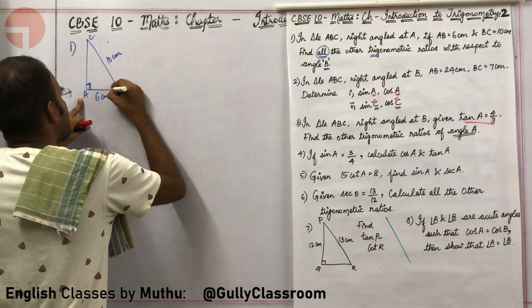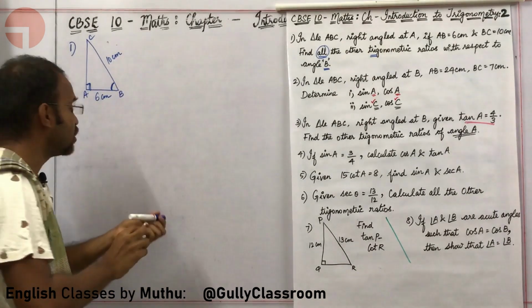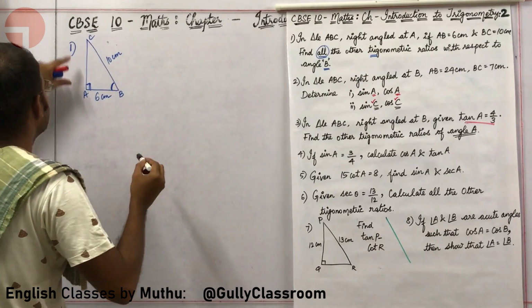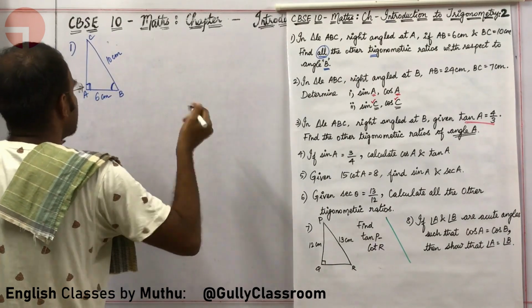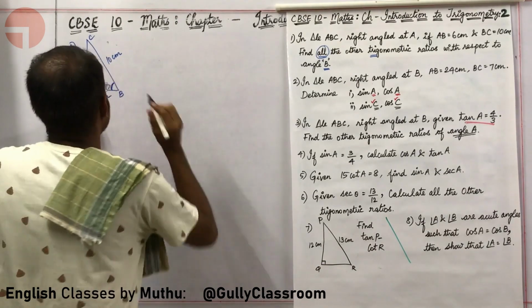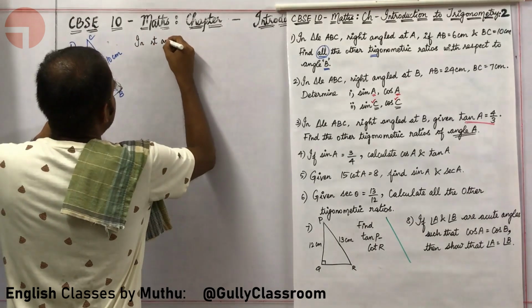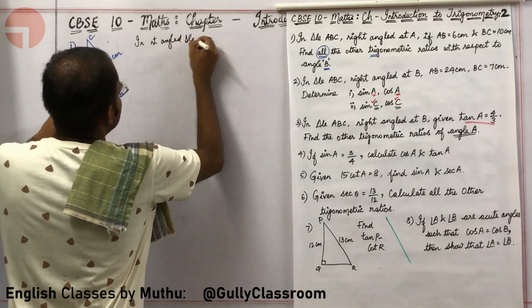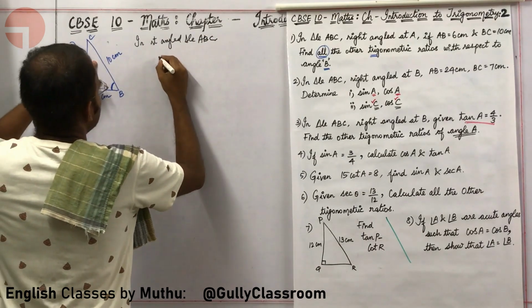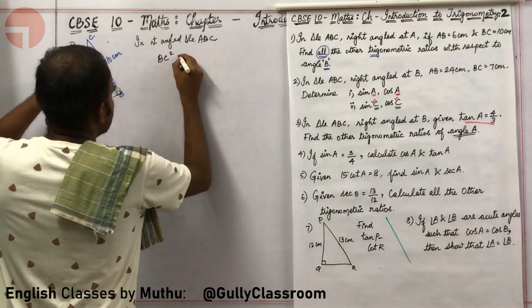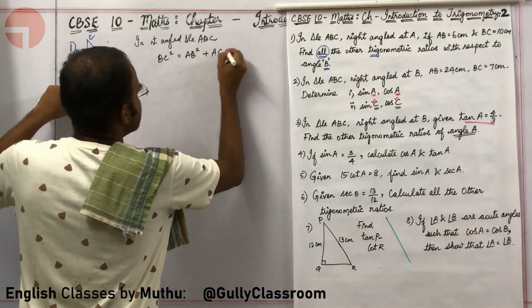So with respect to angle B, what are the other trigonometric ratios? In order to find the trigonometric ratios, we need to find the opposite side with respect to B, which is AC. For that, we need to apply Pythagoras theorem. Okay, sir. Let us apply Pythagoras theorem. In right angled triangle ABC, what is happening? Hypotenuse square BC square is nothing but AB square plus AC square.